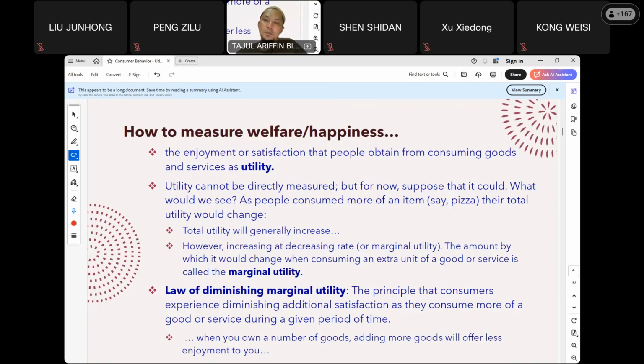But whatever enjoyment, happiness, satisfaction we may obtain from consuming any goods and services, we call it utility. In other words, the terms enjoyment, satisfaction, and utility are actually the same. But the scientific name for enjoyment and satisfaction in economics is utility.